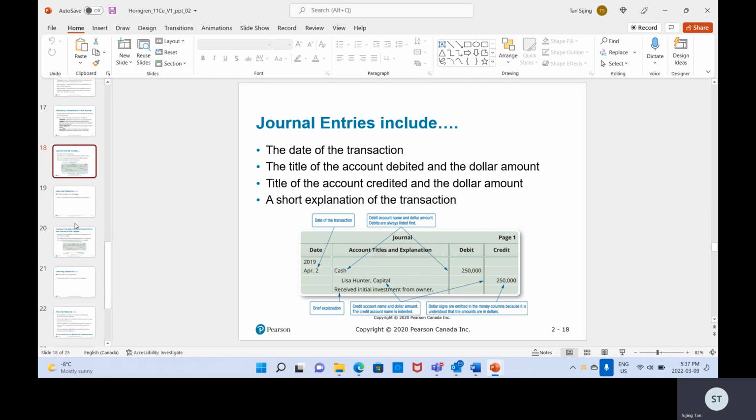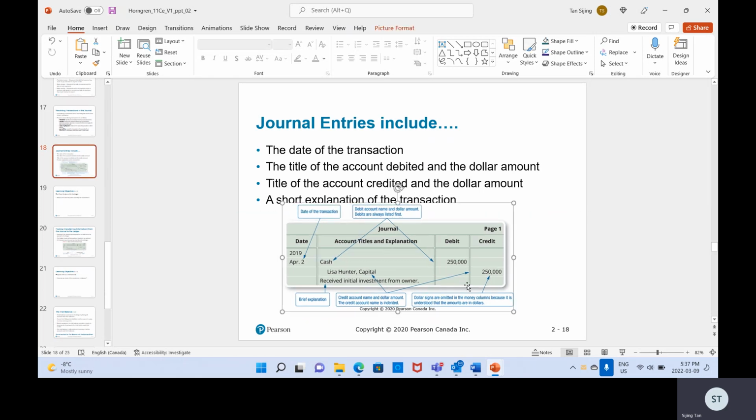A journal entry includes the date of the transaction, the title of the account debited and the dollar amount, the title of the account credited and the dollar amount, and a short explanation of the transaction. This is all included in your textbook. You can see examples of journal entries.